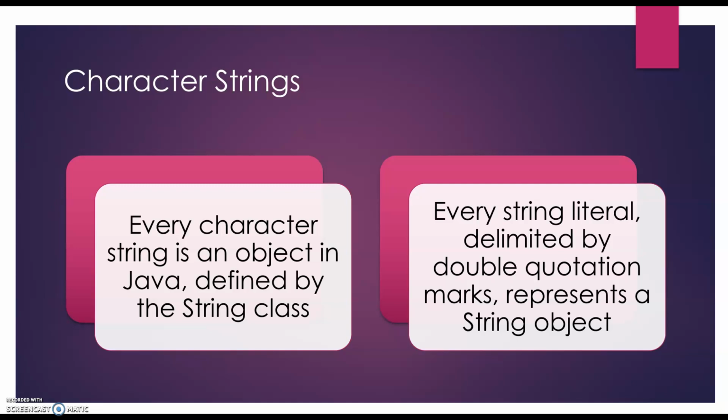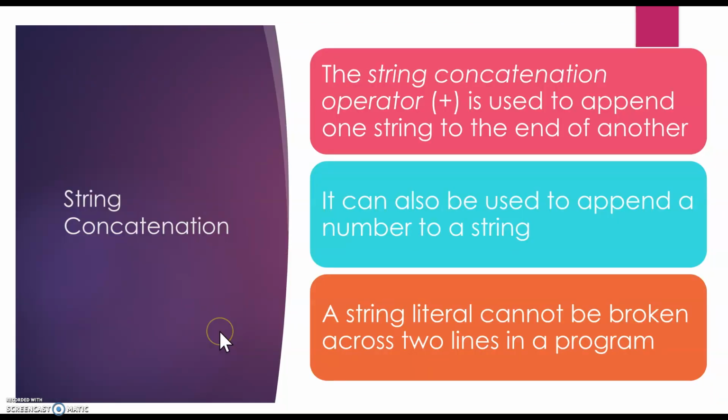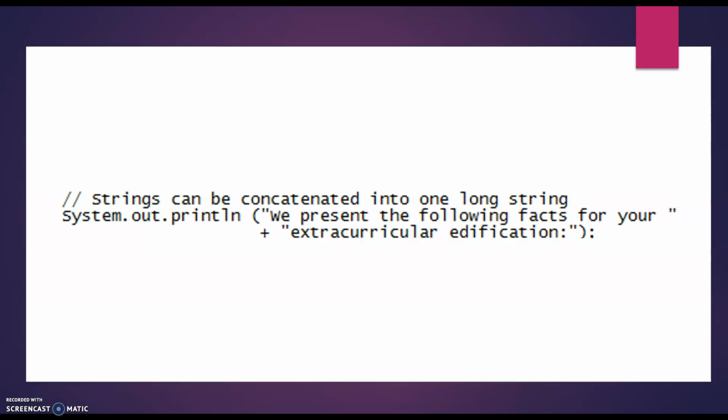String concatenation. The string concatenation operator, which is the plus symbol, is used to append one string to the end of another. It can also be used to append a number to a string, and a string literal cannot be broken across two lines in a program. So let's look at an example.